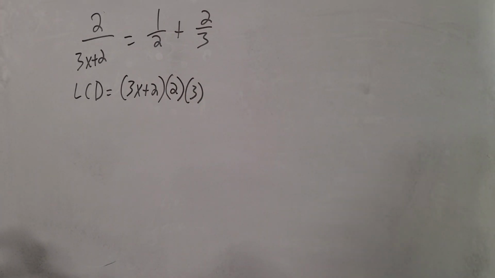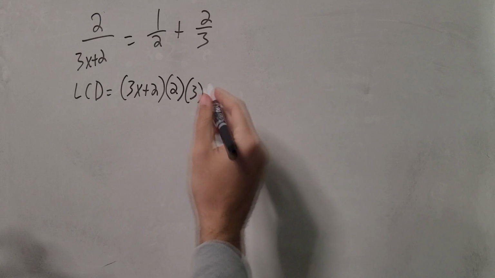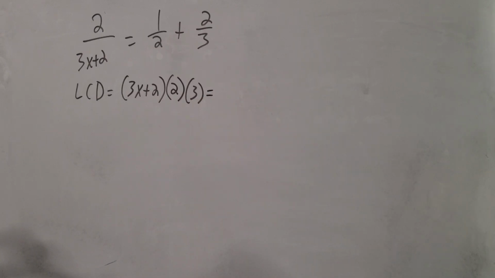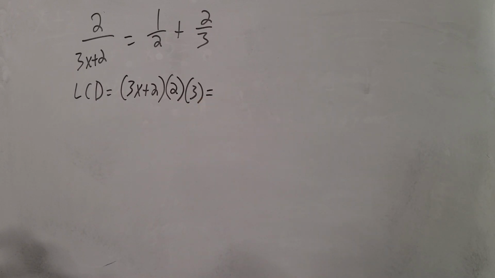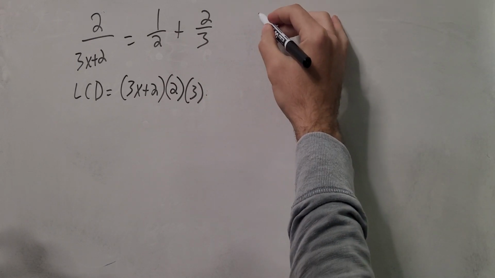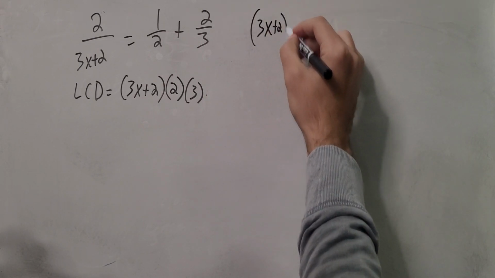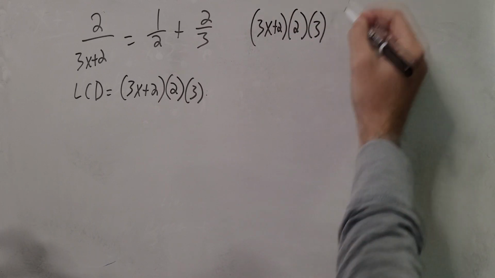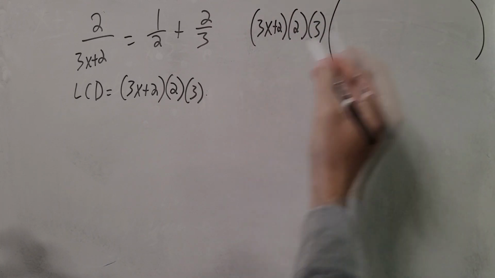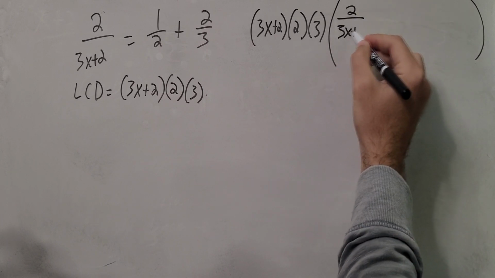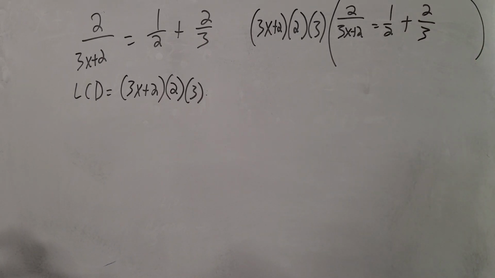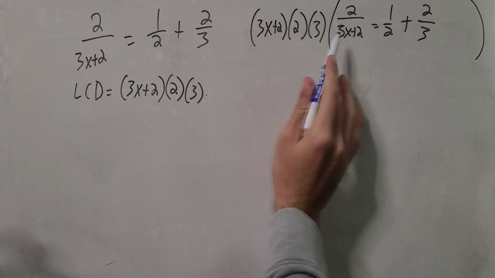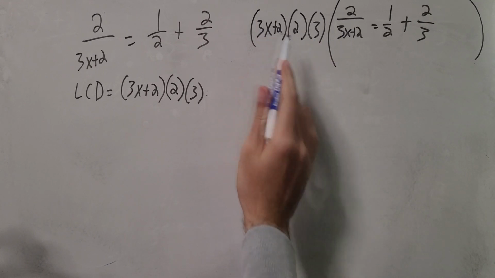So it doesn't look pretty right now. Let's go ahead and simplify this before we continue. Actually, let's keep this separated, so that you can see what happens when we multiply it out across the entire equation. So we're going to have 3x plus 2 times 2 times 3, all times our equation. Understand that we have to focus on these denominators and canceling them out with something.